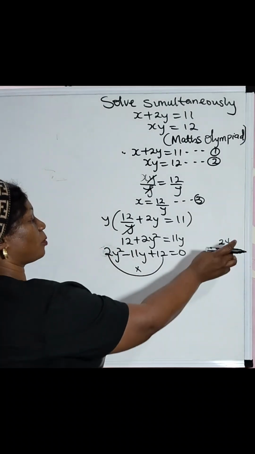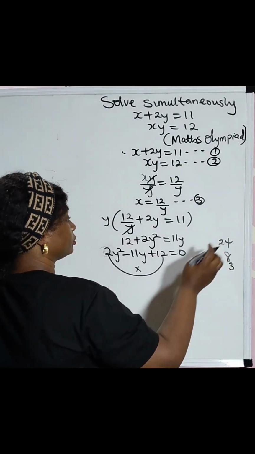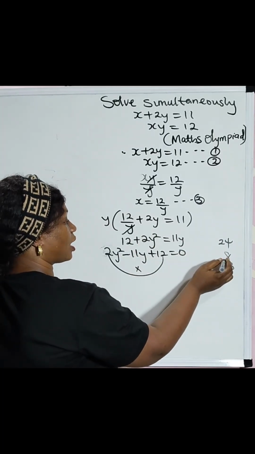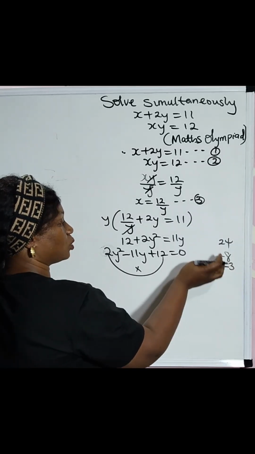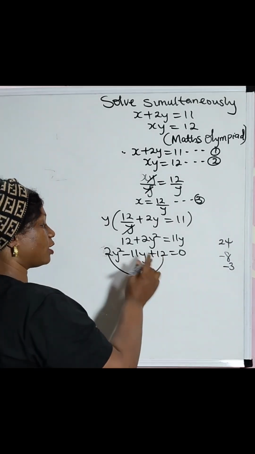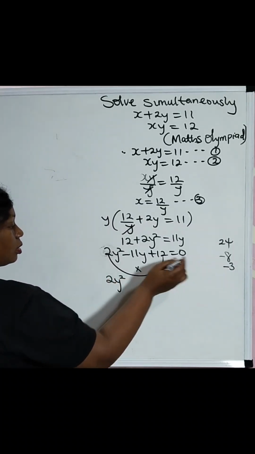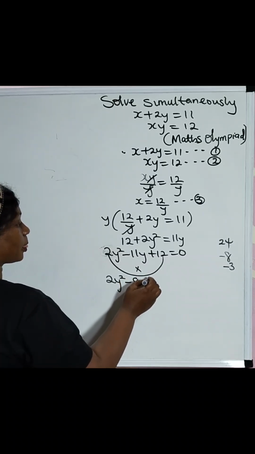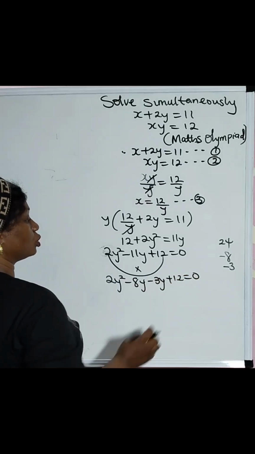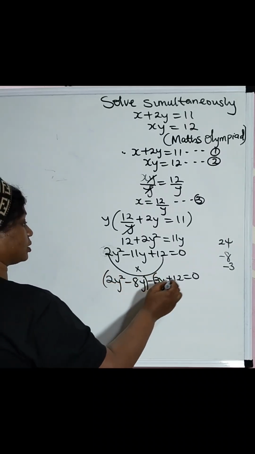Now, two numbers that can give us 24 is what? 8 and 3. Because we have plus 12 here, which is plus 24, we now have that minus 8 minus 3 will give us plus 24. Minus 8 minus 3 will give us minus 11. Now let's go. We have that 2y squared minus 8y minus 3y plus 12 is equal to 0. Now let's group it like this.